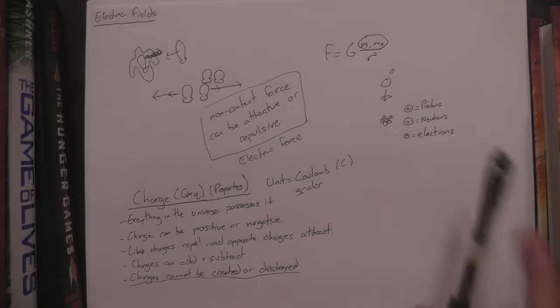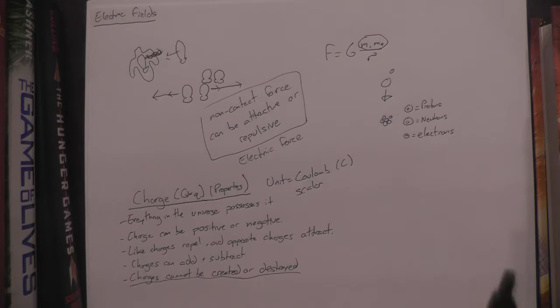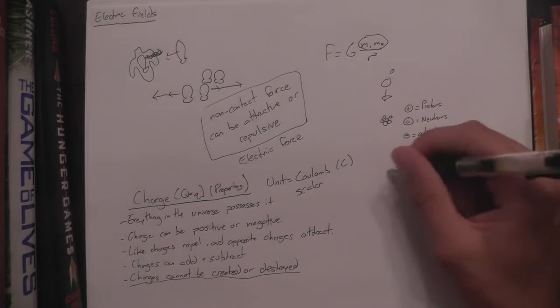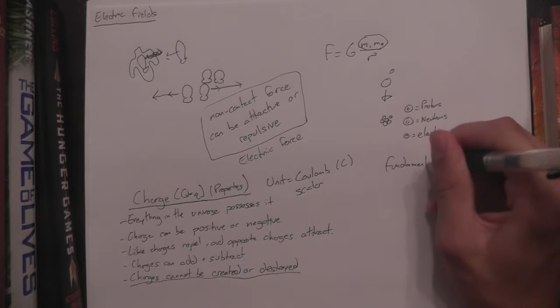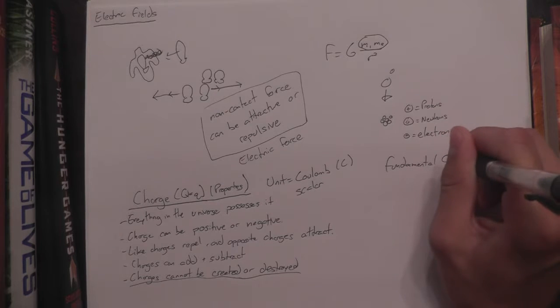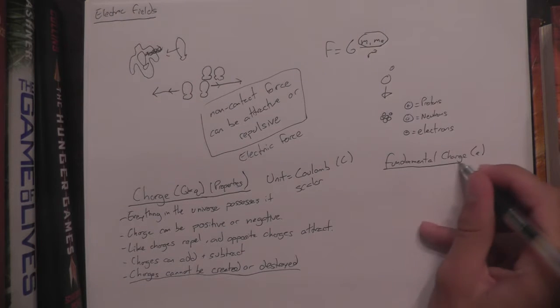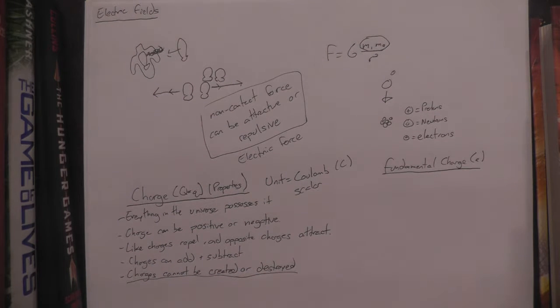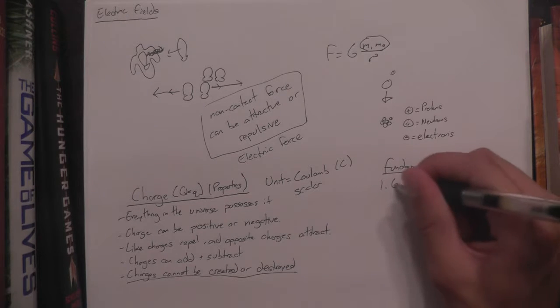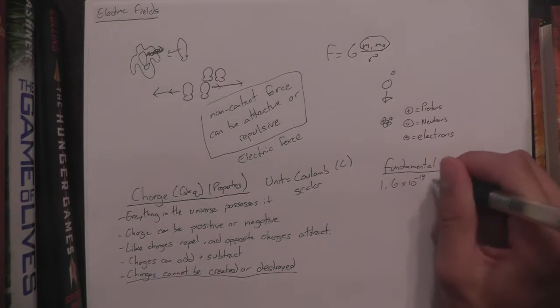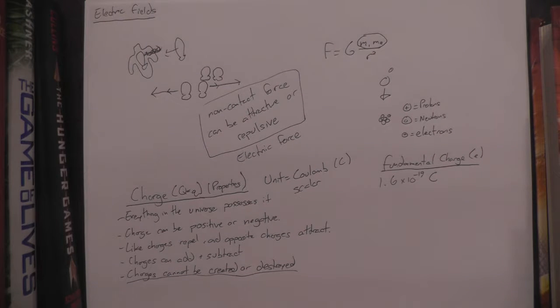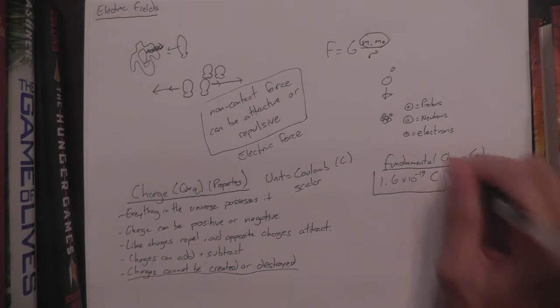Now, however, the charge of the proton and the electron are in fact the smallest possible charges that can exist in matter. And this is dubbed the fundamental charge, which is labeled with a little e there. The fundamental charge in an electron, it's negative, in a proton it's positive, is 1.6 times 10 to the negative 19 coulombs. That's your fundamental charge. You're going to want to remember that.